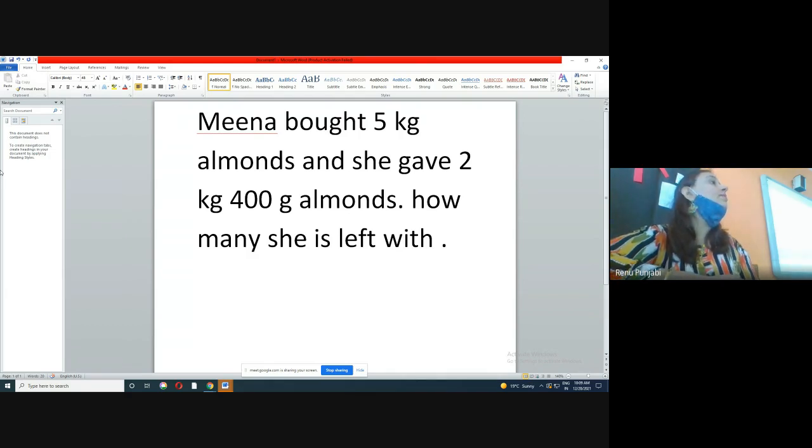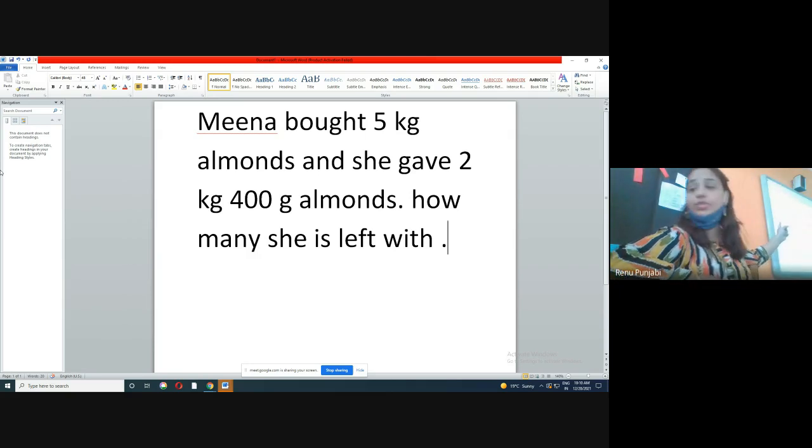Has everyone completed this question? No, ma'am. What is the answer? 3 kg and 600 grams. No, it will be 2 kg 600 grams. So, beta, when you subtract 400 grams, 0 minus 0 is 0, 0 minus 4 is not possible. It will become 10 minus 4 is 6, and the 5 will become 4. 4 minus 2 is 2. So it will be 2 kg. Please complete this.